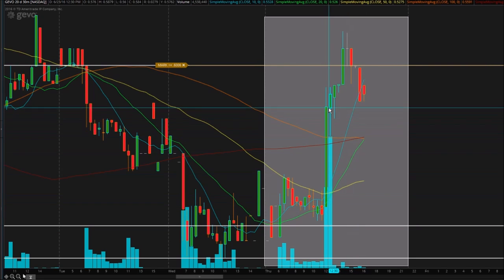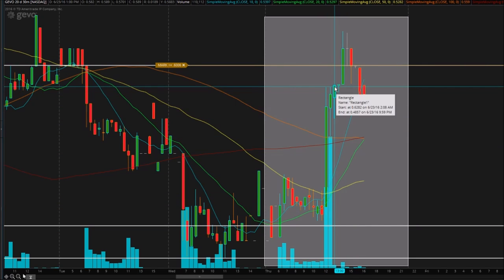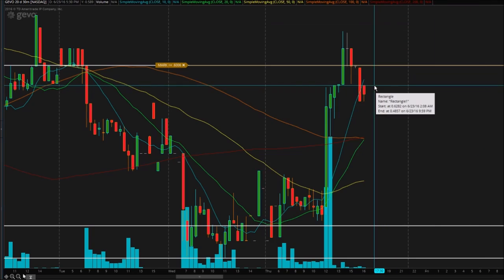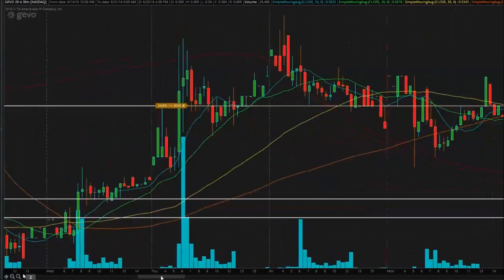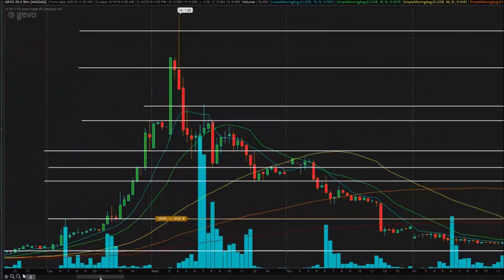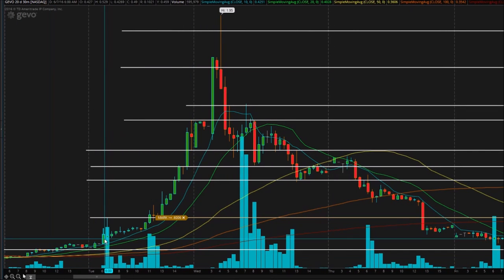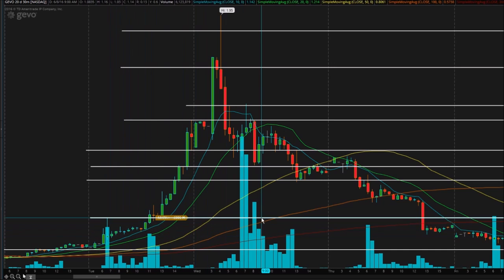We had a major push from 51 cents all the way to about 58 cents, and then it just kind of fell off. So we're going to need some volume. Let's take a look at the volume that occurred on that initial run. 7.8 million on that candle.